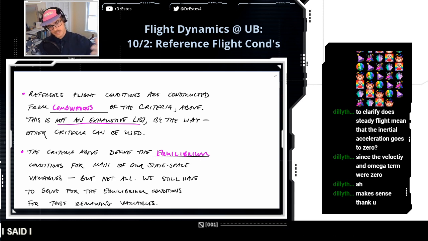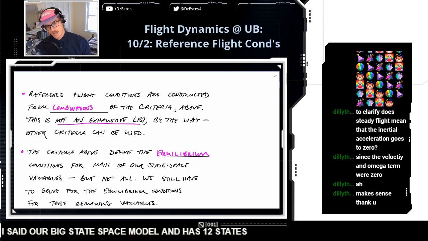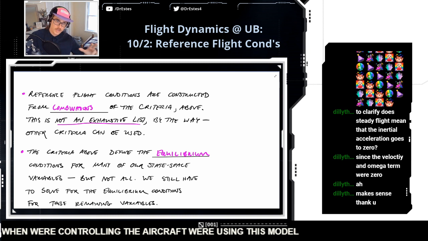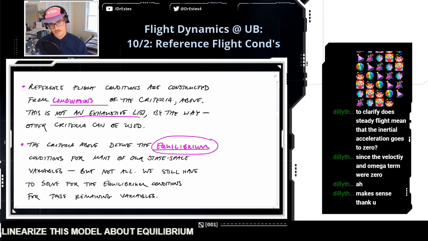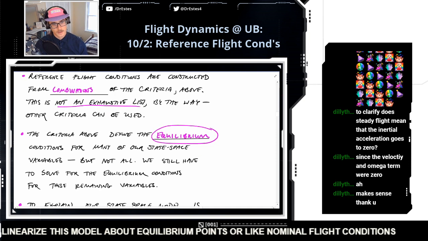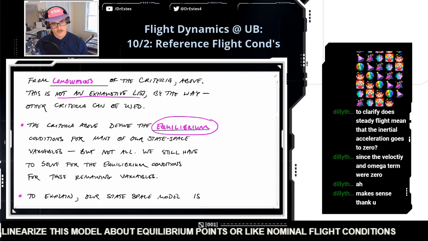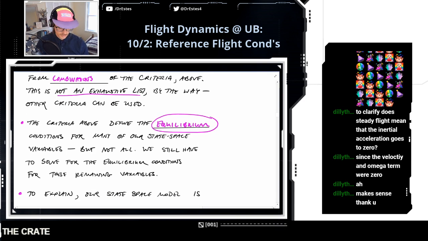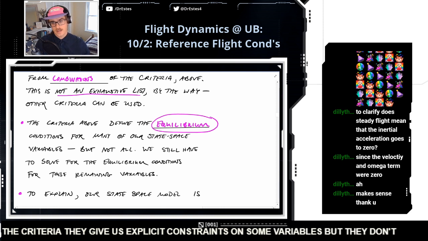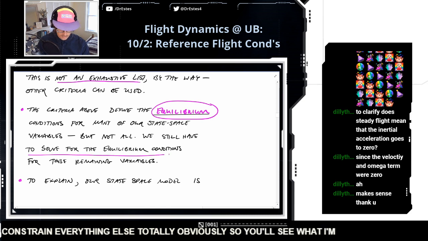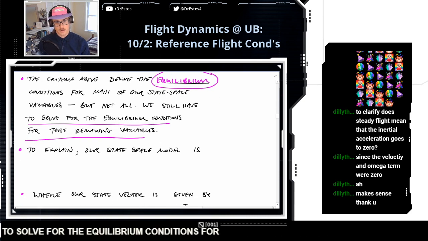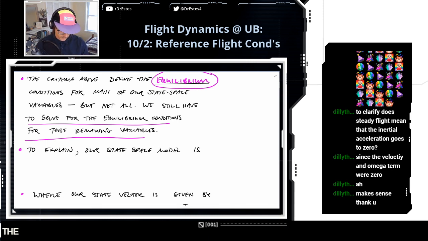So like I said, our big state space model has 12 states and 4 control inputs, and when we're controlling the aircraft, we're using this model. But we're going to linearize this model about equilibrium points or nominal flight conditions. So the criteria give us explicit constraints on some variables, but they don't constrain everything else totally, obviously. So you'll see what I mean, but we have to solve for the equilibrium conditions for the remaining variables. So let's explain this a little bit more.